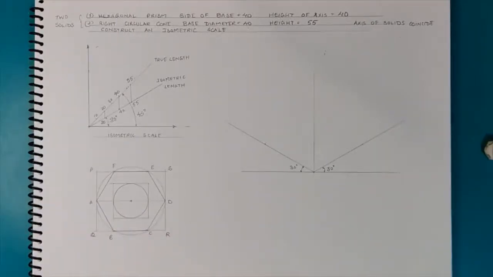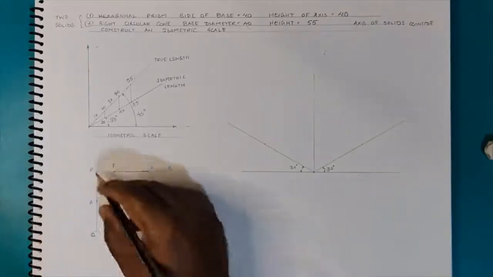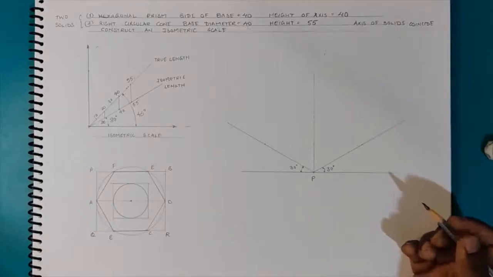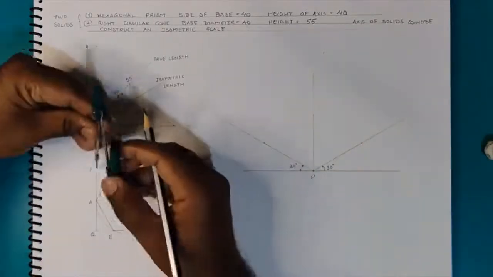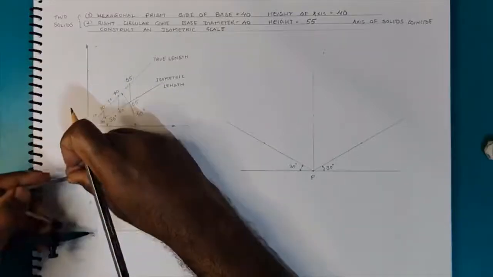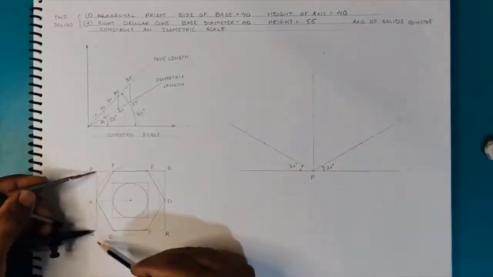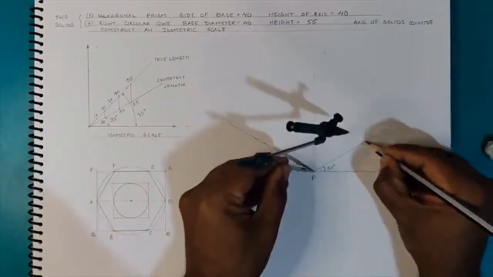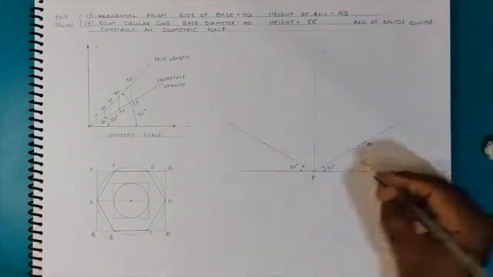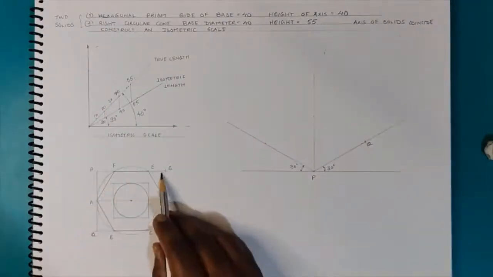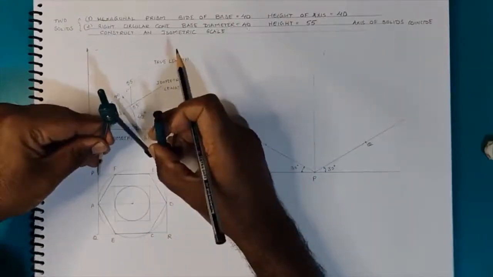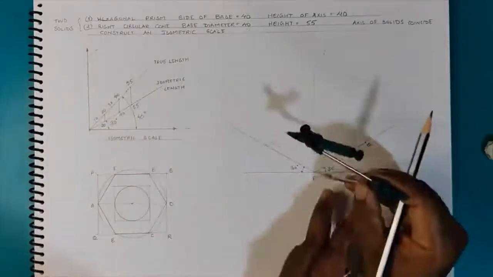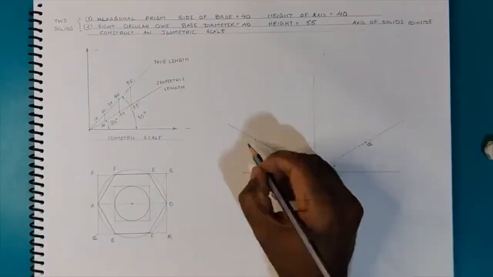Now I keep the point P of the reference figure at the origin and take the distance from the reference figure, that is P to Q, on the compass and transfer it onto the isometric axis, that is P to Q on the isometric axis. Similarly, I take the distance P to S on the reference figure, which is an isometric length, and transfer it onto the other axis and find S.